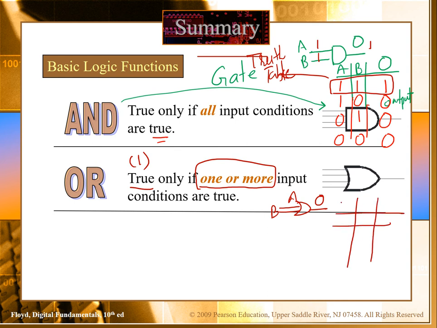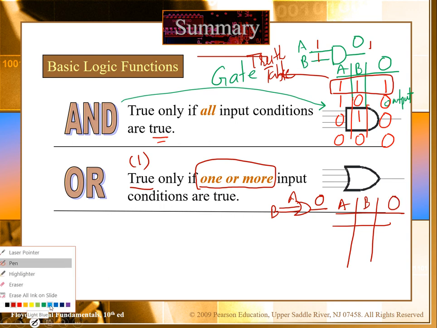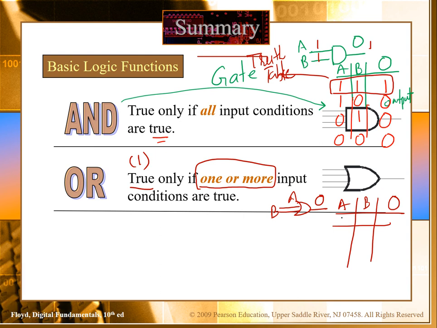So we have A, B, and output. Okay, so we are having 2 bits. So what will be the possible combinations? We could have 1 1, we could have 1 0, we could have 0 1, and we could have 0 0. So these are the possible input combinations like we have seen here.